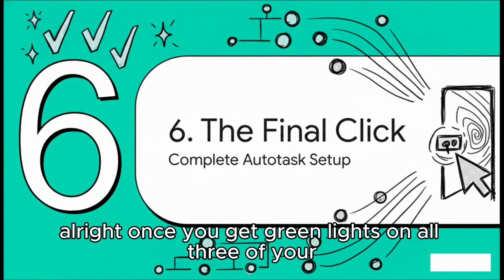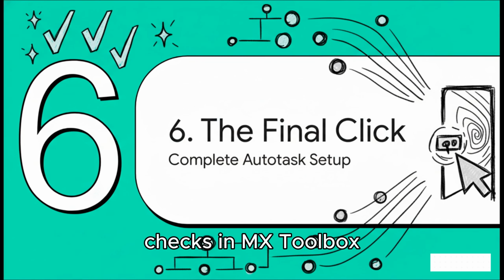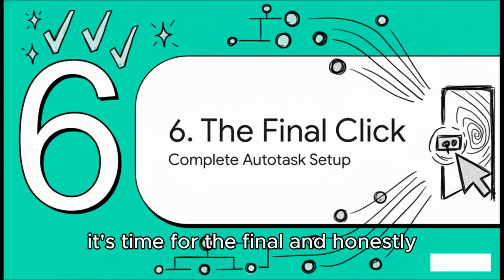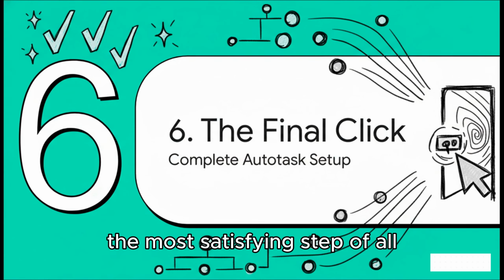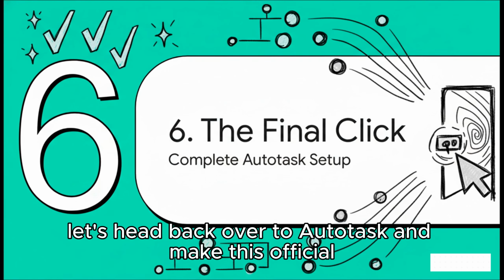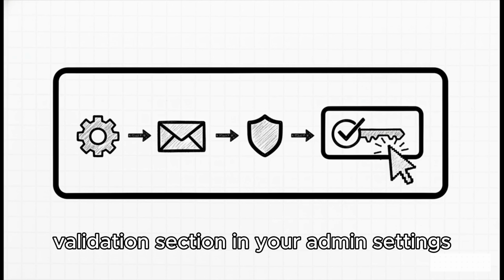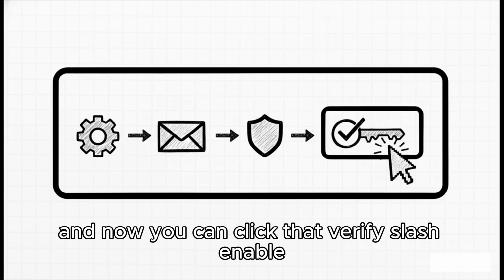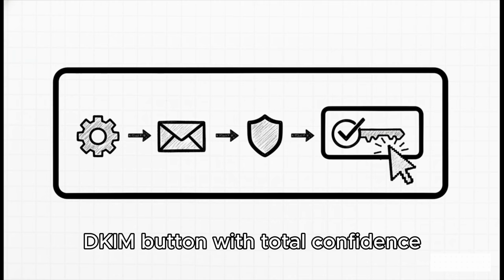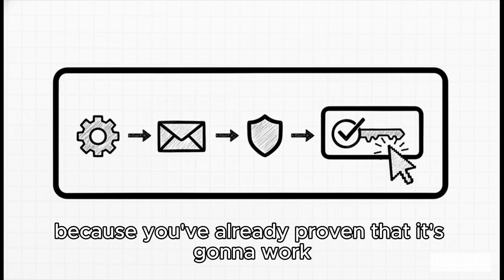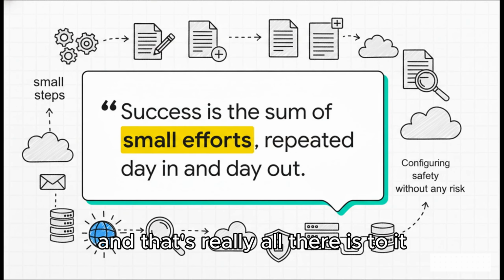All right, once you get green lights on all three of your checks in MX Toolbox, it's time for the final and honestly, the most satisfying step of all. Let's head back over to Autotask and make this official. You're just going to navigate over to the domain validation section in your admin settings. And now you can click that verify/enable DKIM button with total confidence because you've already proven that it's going to work. And that's really all there is to it.